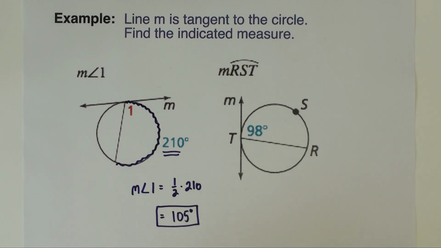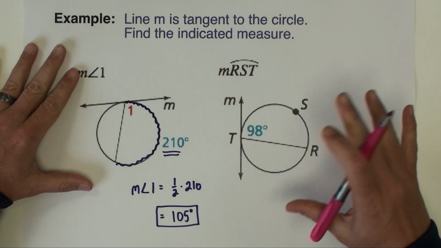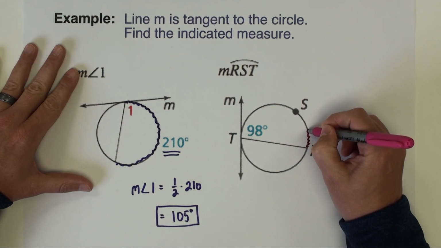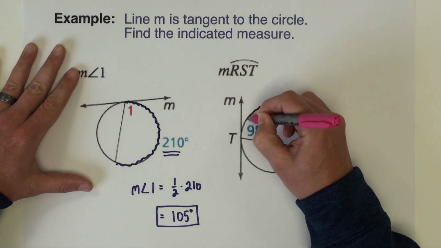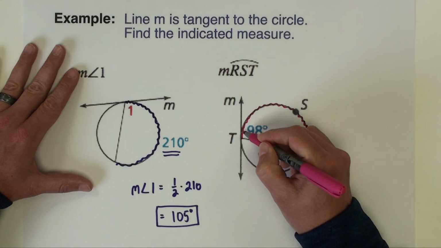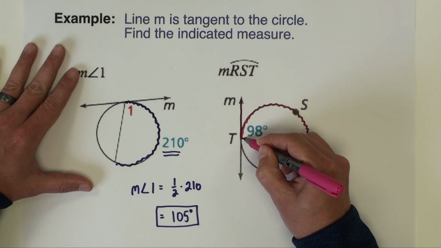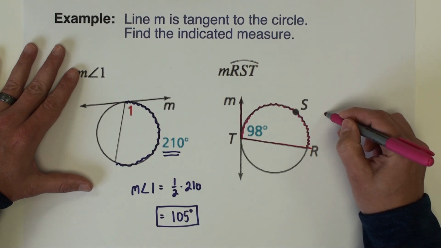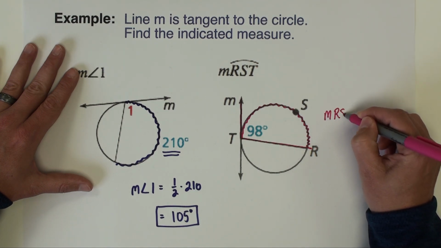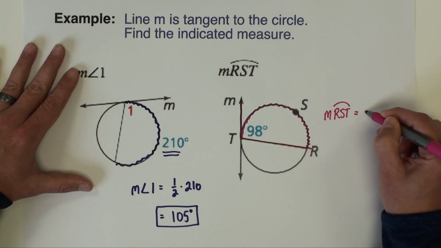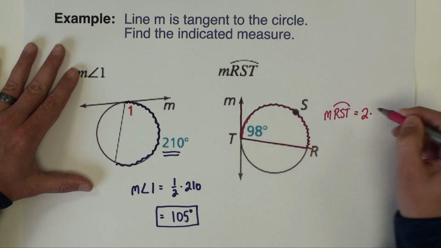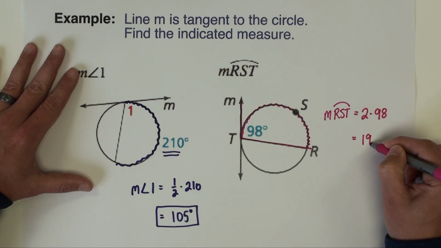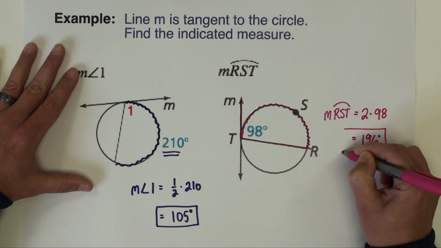In the second example, we're actually trying to find the measure of an arc. So we're going to use this theorem conversely. Flip it around. Here we're trying to find arc RST, which is this arc right here. I have the value of the angle that intercepts the arc, which is 98 degrees. So here the measure of arc RST needs to be twice as much as the measure of the angle. So double 98, which is 196 degrees.